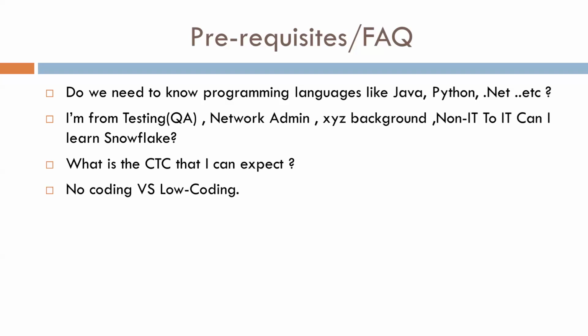No coding versus low coding. Even if you take any technology, not only Snowflake, you have to learn coding. So what type of coding do we have here? In Snowflake, everything is in SQL, but it is not that much like programming. It's not like Java, where you need to learn classes, objects, methods. If you know basic SQL, then you can learn Snowflake.